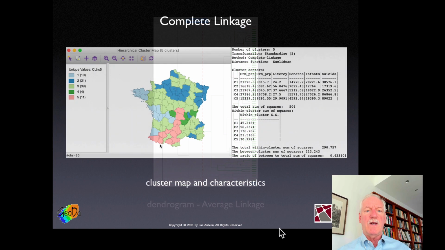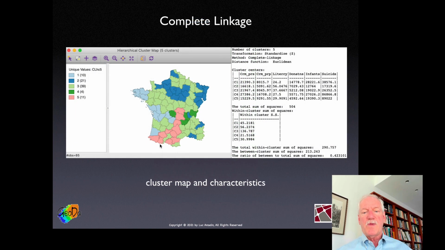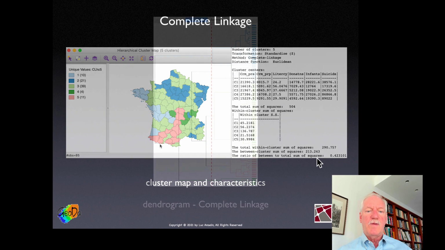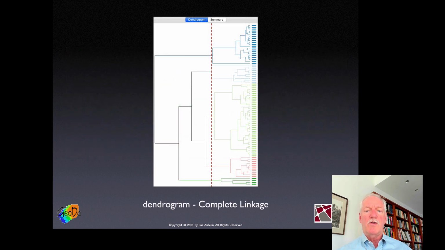And finally, complete linkage. Complete linkage is closest to Ward's in terms of its properties. This is a fairly balanced cluster. There's only one that's a little smaller than the others. The measure of fit is very comparable to Ward's method, and the dendrogram also looks similar to what we had for Ward's method. So hierarchical clustering, especially agglomerative hierarchical clustering, very straightforward.